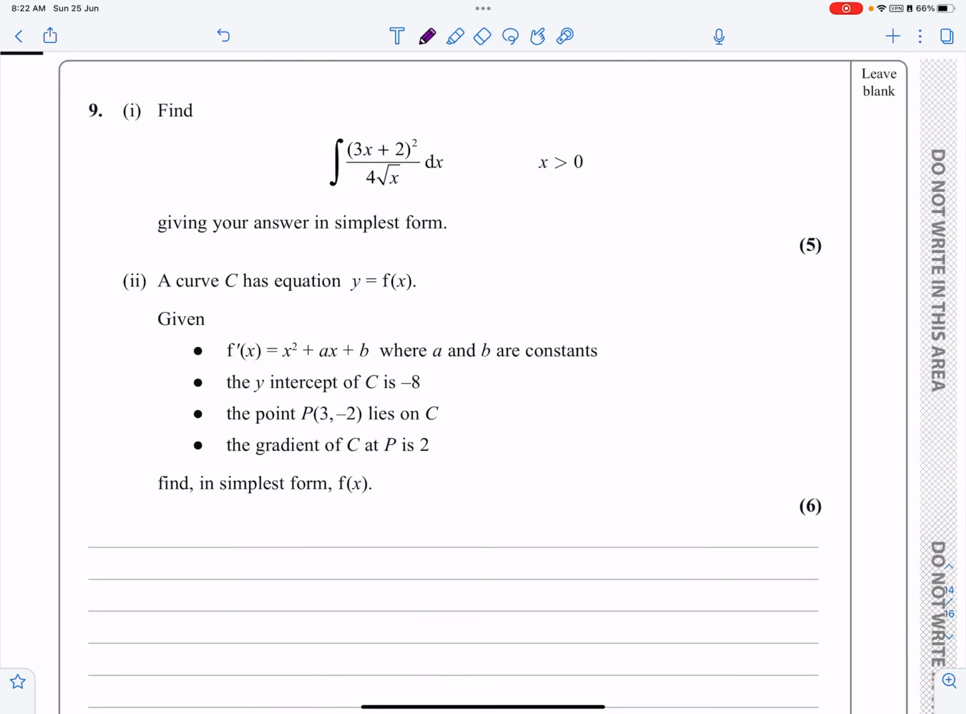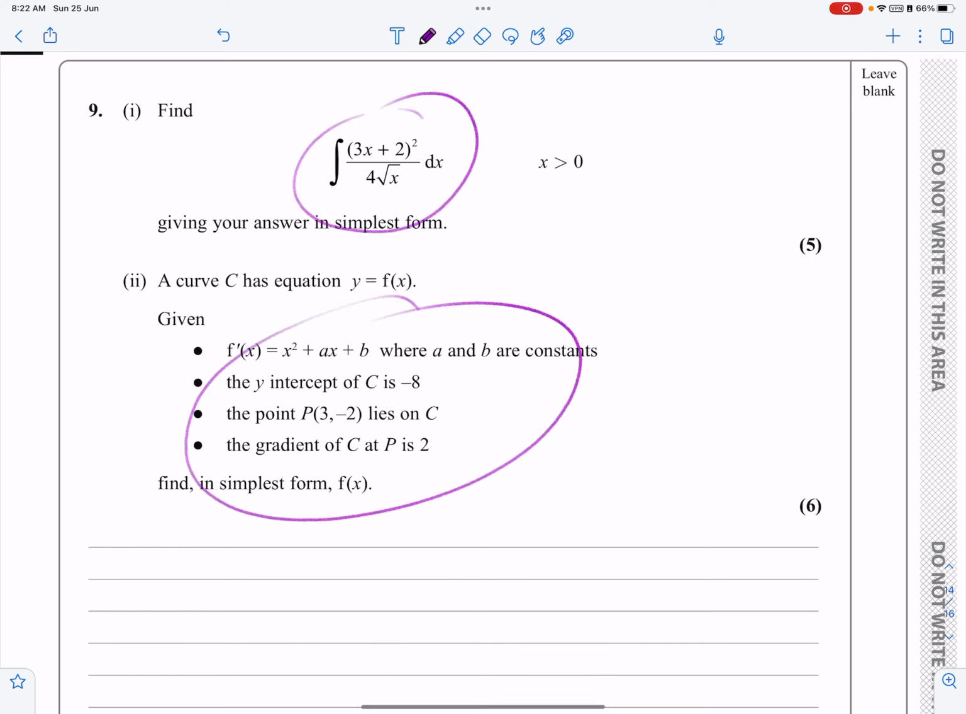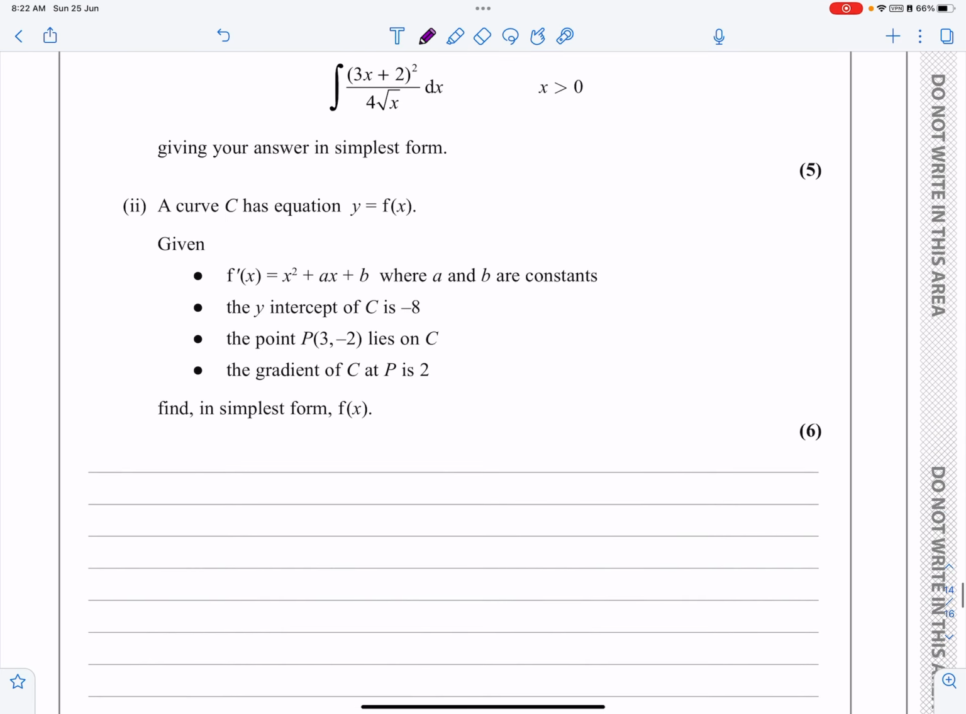Okay, this is the P1 paper from January 2021. It's the last question, question 9, and it's an integration question. We've got two very different styles of integration to do there. Let's jump straight in and get started with it.